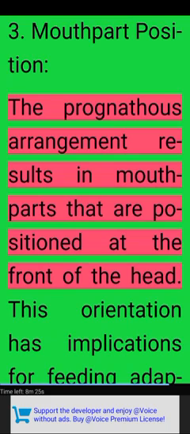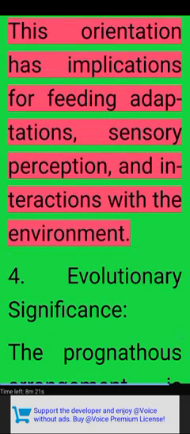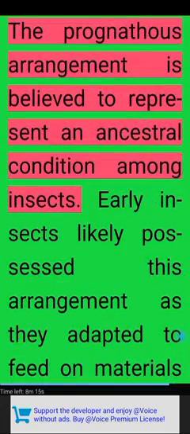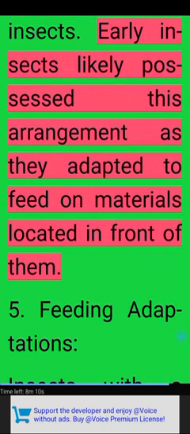The prognathous arrangement results in mouthparts that are positioned at the front of the head. This orientation has implications for feeding adaptations, sensory perception, and interactions with the environment. 4. Evolutionary significance. The prognathous arrangement is believed to represent an ancestral condition among insects. Early insects likely possessed this arrangement as they adapted to feed on materials located in front of them.